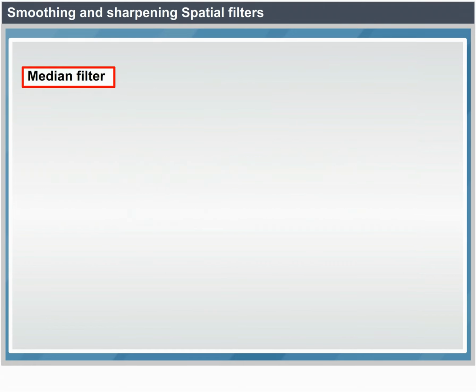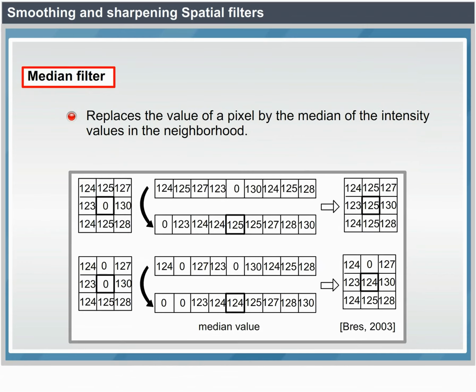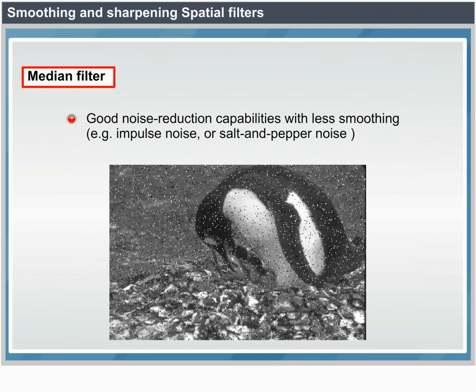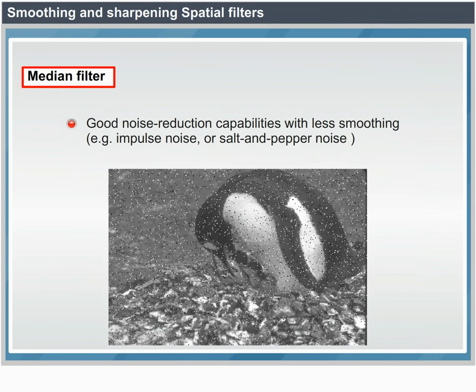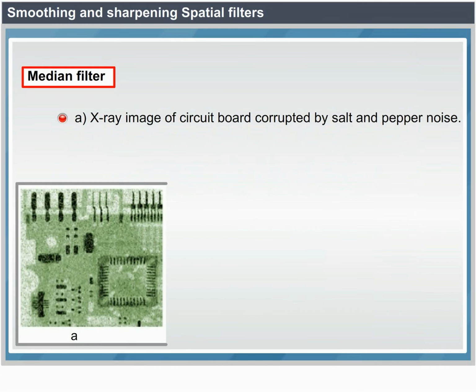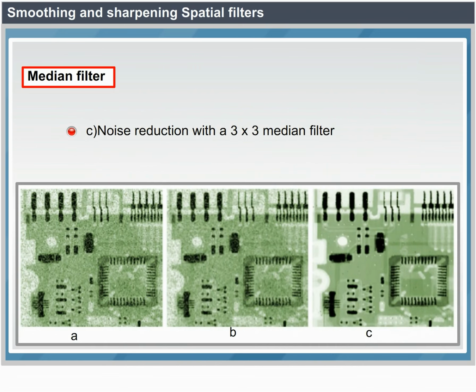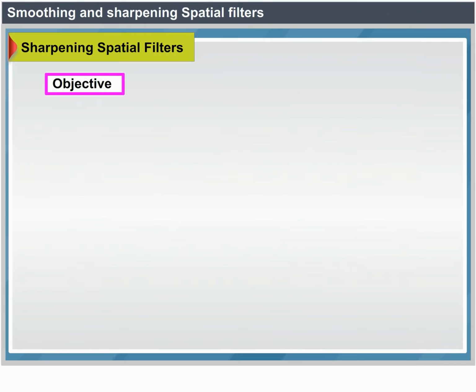Sharpening spatial filters. Objective: highlight transitions in intensity, spatial or digital differentiation. Enhances edges and other discontinuities. Let's study the behavior of first and second order derivatives in areas of constant intensity, at the onset and end of discontinuities, and along the intensity ramps. The basic definition of the first order derivative of a one-dimensional function f of x is as shown on screen. The second derivative is also shown.